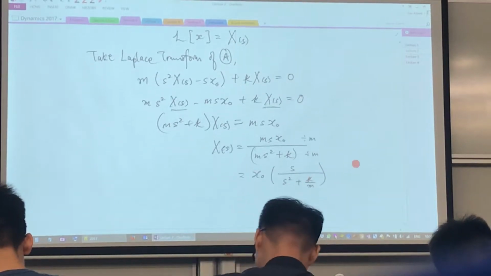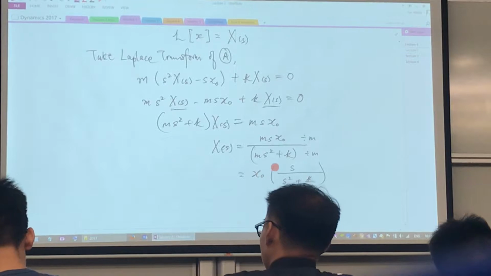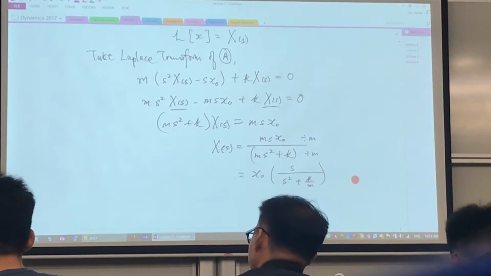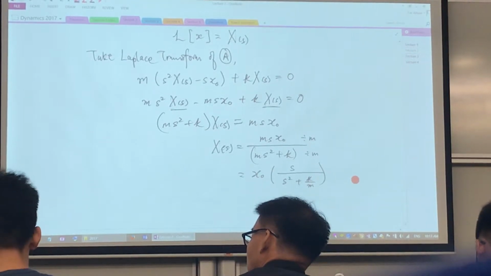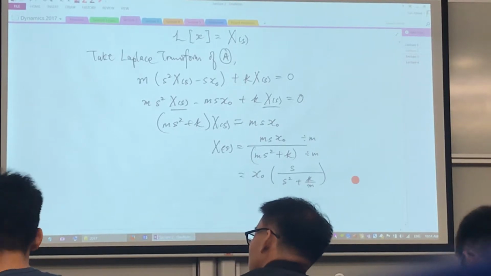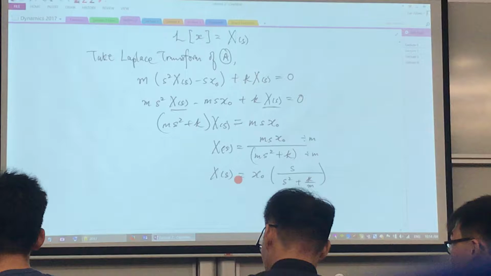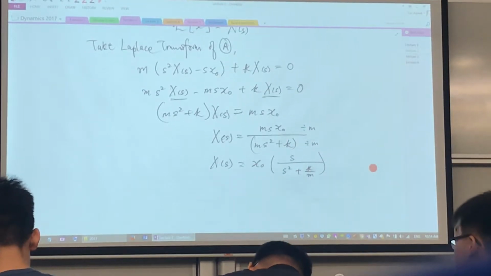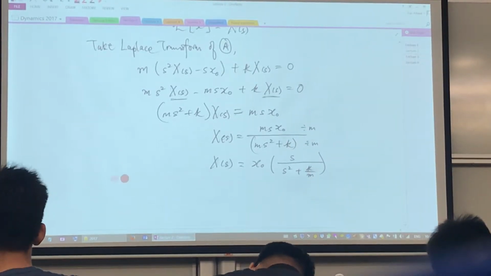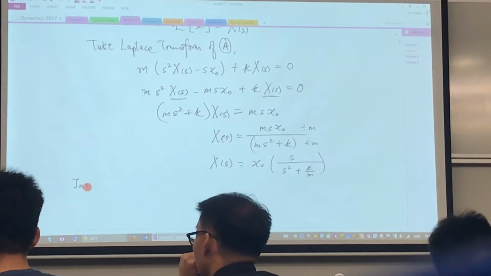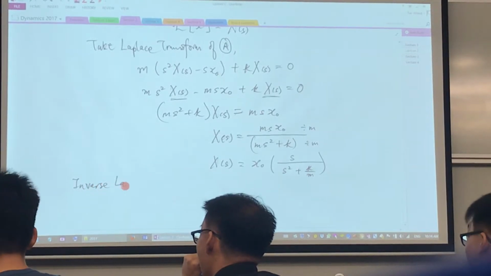And then that x naught, I'll just bring it out. Laplace transform again. So I have this expression. Because you get this one right, k over m, which is omega naught squared, so omega naught is the square root of k over m. You do the formula. The next thing that I need to do is to find out what is the inverse Laplace.